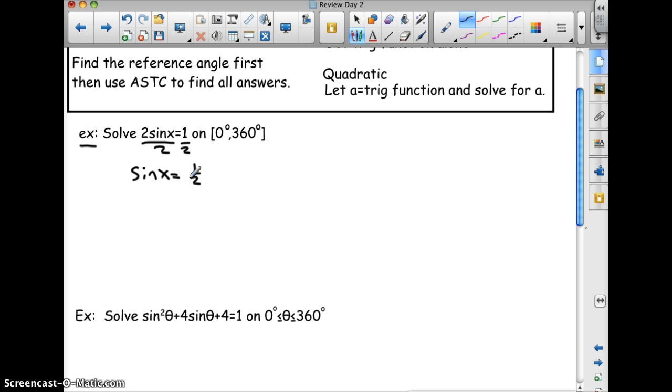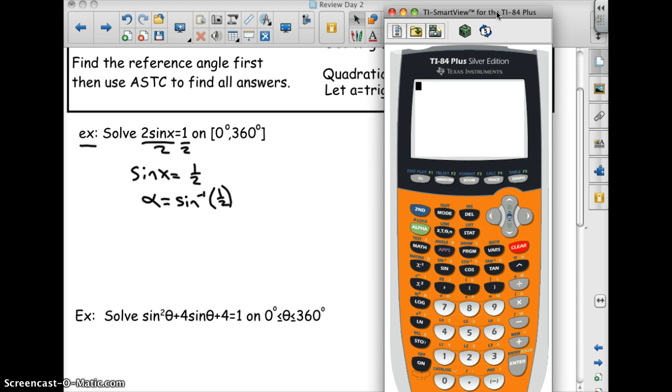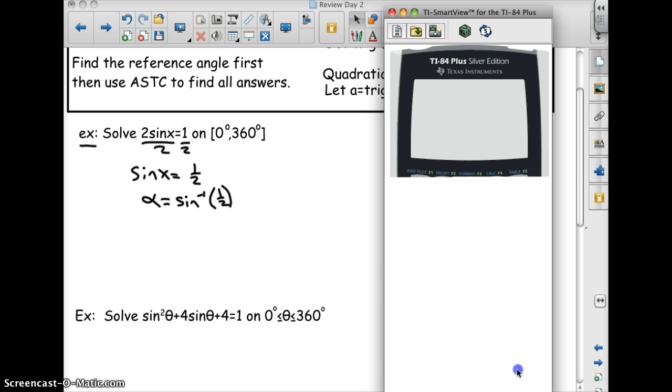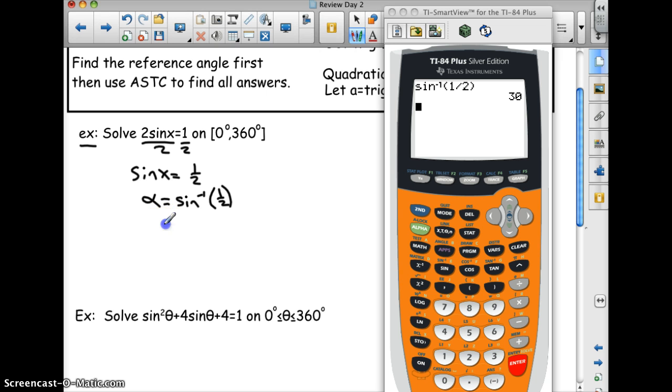And then I know my reference angle, alpha, is going to equal the arc sine of a half. Make sure it's the absolute value. If this had been a negative, I still want to do it as the positive function. Now some of you may know where the sine is equal to a half from your special triangles. Let's say you don't. It's not the end of the world. You can do arc sine of 1/2, and it will give you the reference angle of 30. So once I know alpha is 30, that's my reference angle.